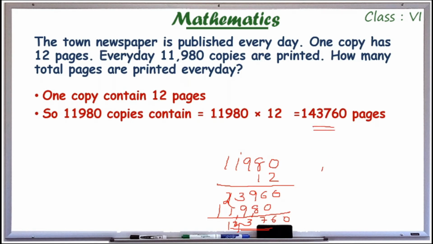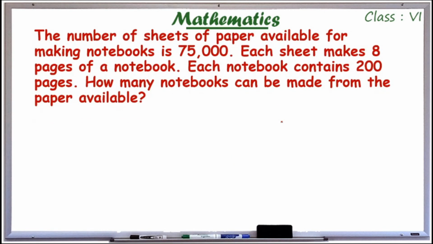So you have to multiply 11,980 into 12. Read this question. The number of sheets of paper available for making notebooks is 75,000. Each sheet makes 8 pages of notebook. Each notebook contains 200 pages. So how many notebooks can be made from the paper available? Pause this video, read the question very well and then continue.